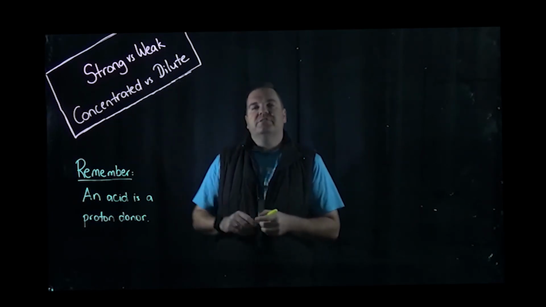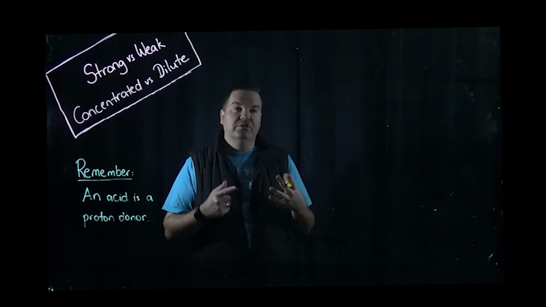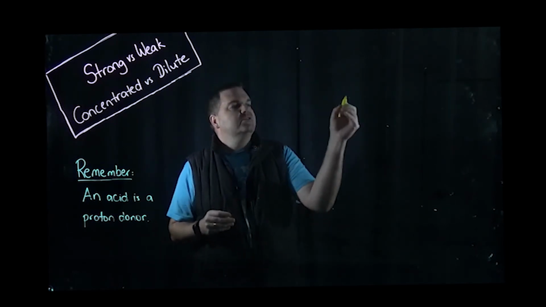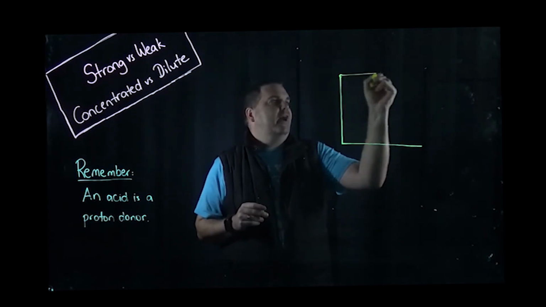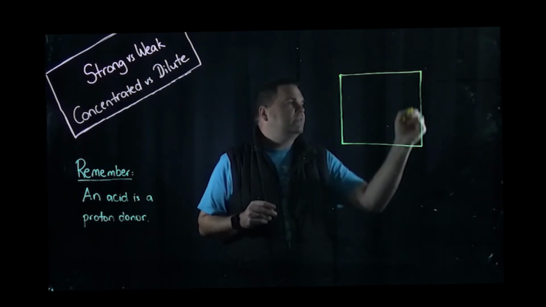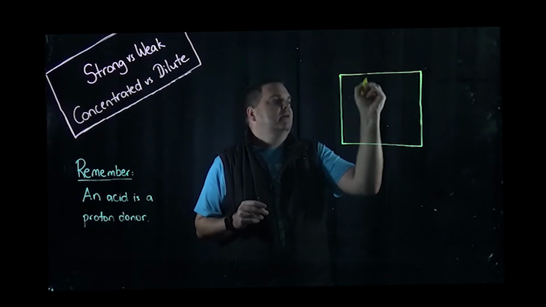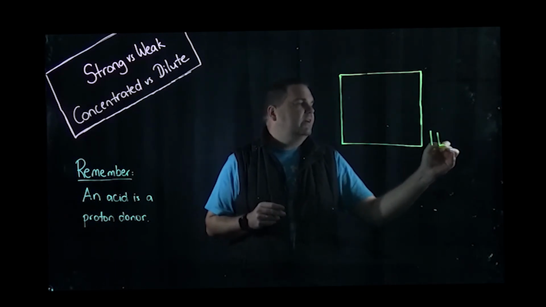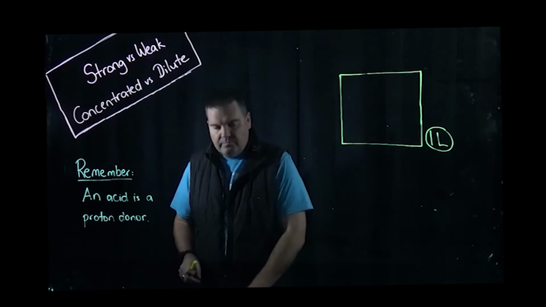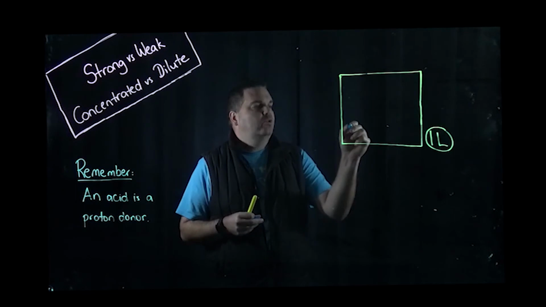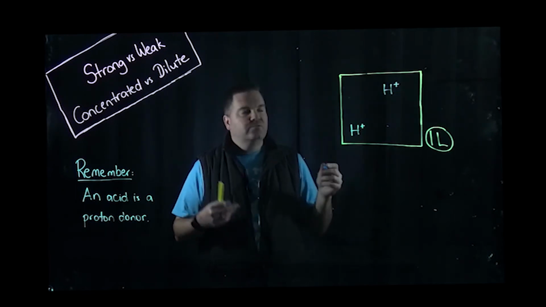But concentrated versus dilute, the easiest way to think about this is in terms of how much you've got in a certain volume. So if we've got a container that had acid in it, and pretty much all acid is always dissolved in water, say a 1 litre container of water, if we put some acid in there, and we have just a small amount of H+ in there, that's what we call reasonably dilute.